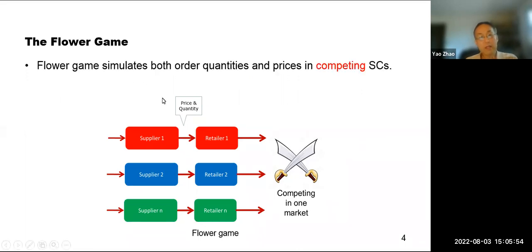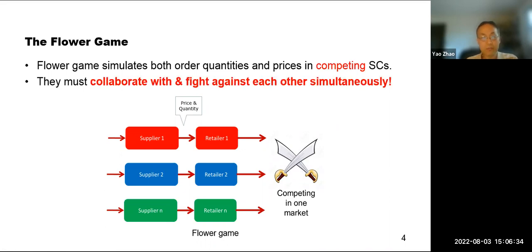So in the FloraPark simulation, the partners in the same supply chain have to negotiate not only the order quantities, but also the price. And the supply chains are competing, meaning they are serving the same market. So if one supply chain gets more market share, the others will get less. So with the introduction of price, we are putting the partners in the same supply chain in direct conflict. And they have to really resolve this conflict before they can join their efforts to compete as one team against other supply chains. So the tricky part of this game is that the trading partners in the same supply chain have to collaborate and fight against each other simultaneously.